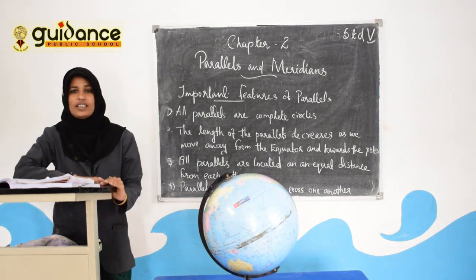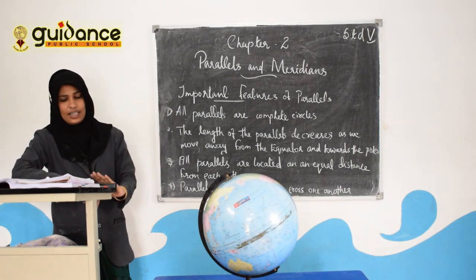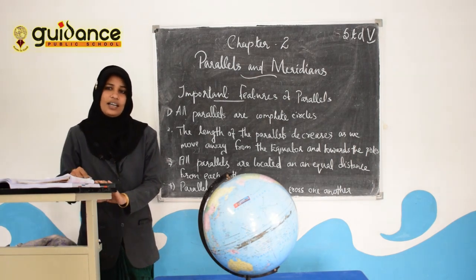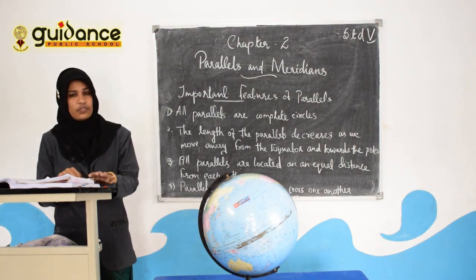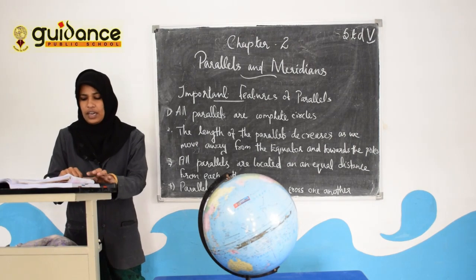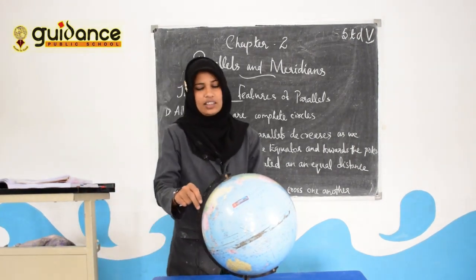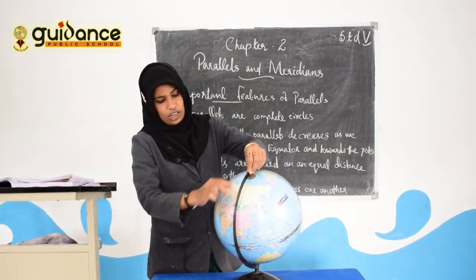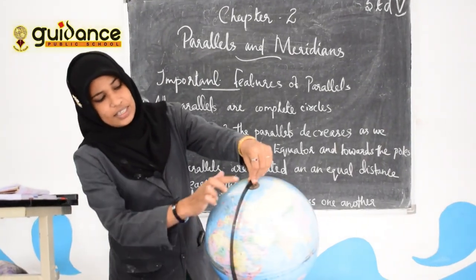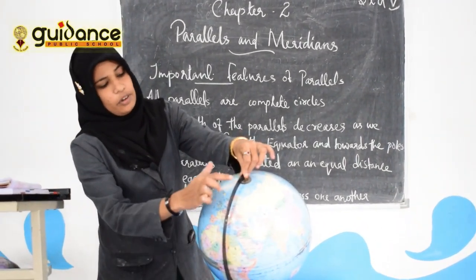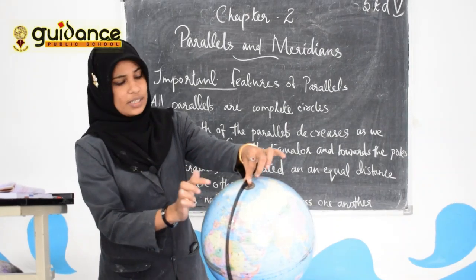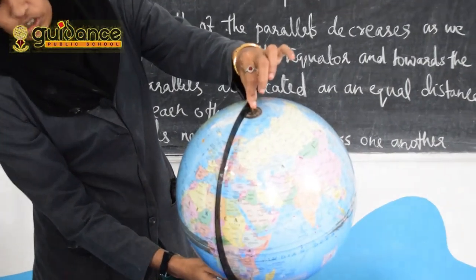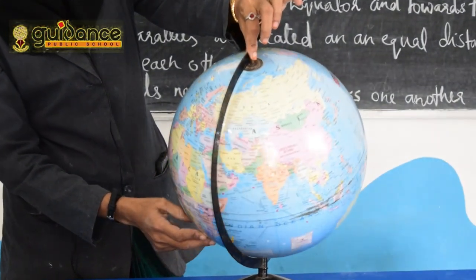In previous class we studied about parallels. Do you remember what we learned about parallels? Parallels are imaginary lines drawn on the surface of the globe. We already studied that Earth rotates on its axis. These are imaginary lines. The end points of the axis are called poles. The top point is the North Pole and the bottom point is the South Pole.